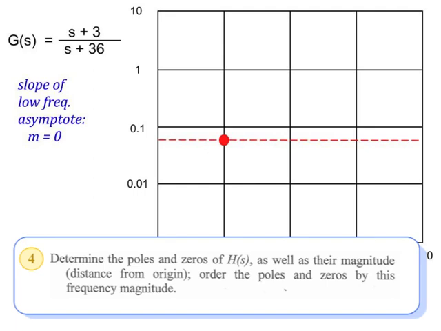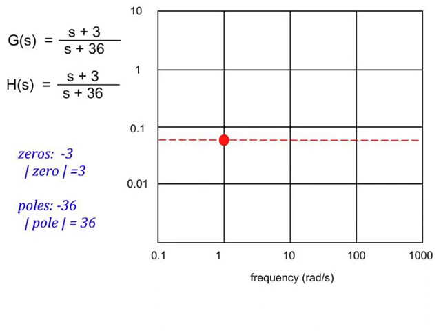In step 4, we find the magnitude of the frequencies of each of the poles and zeros. And in this case, we have a 0 at -3, and we have a pole at -36. The magnitude of the 0 is 3, and the magnitude of the pole is 36.